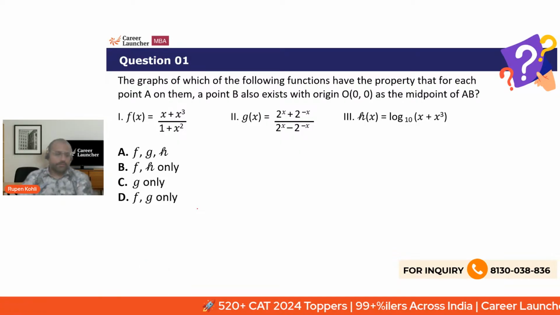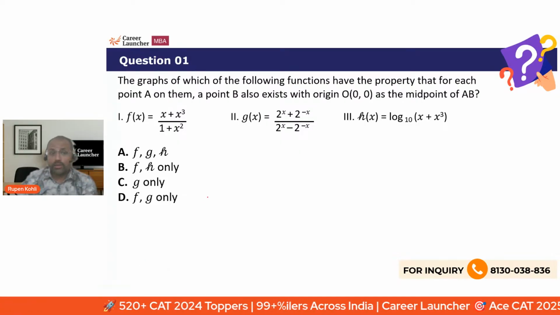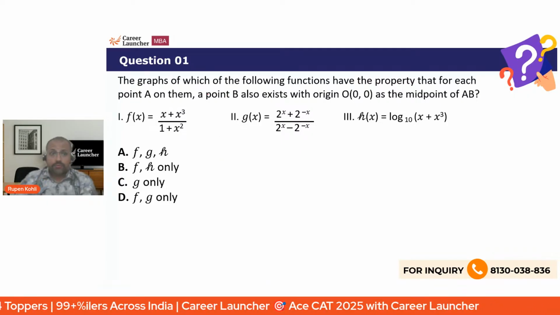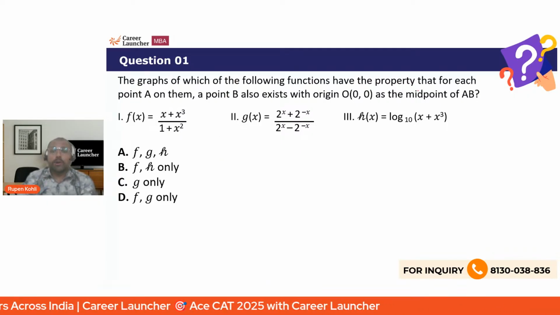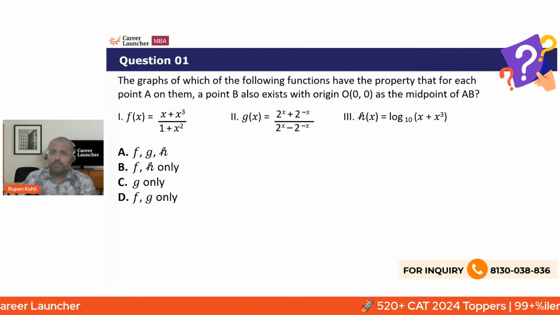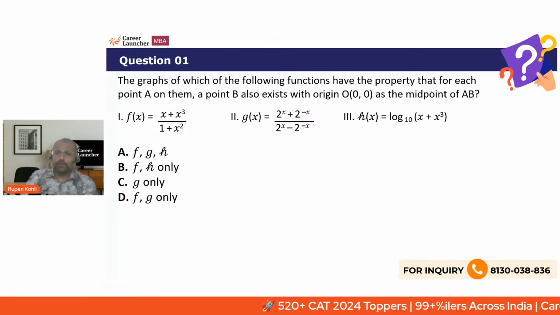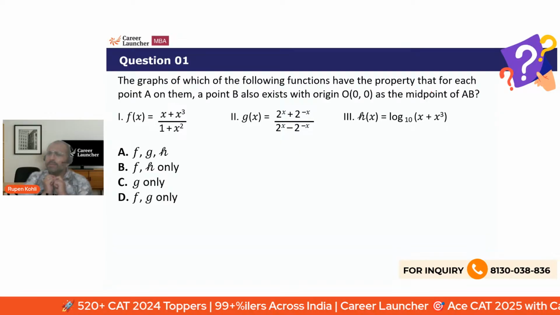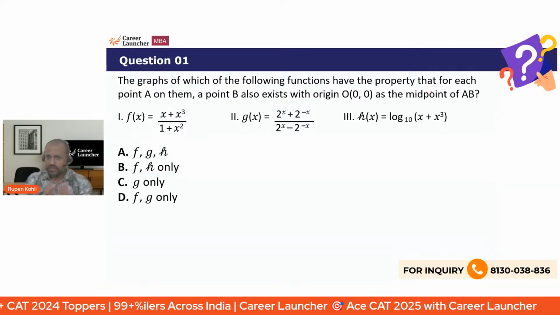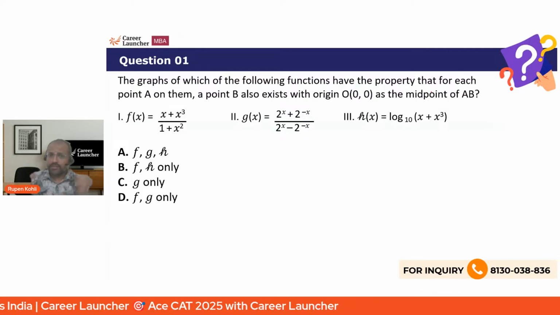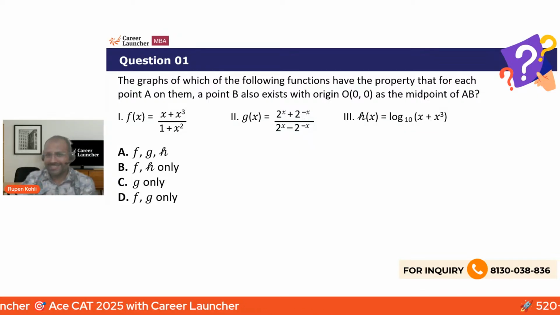All right. Now, in case you get the answer, do let me know. What does the question say? The graphs of which of the following functions have the property that for each point A on them, a point B also exists with origin as the midpoint of AB. Understanding what this statement means is the first challenge. But challenges are always done with grit and might.